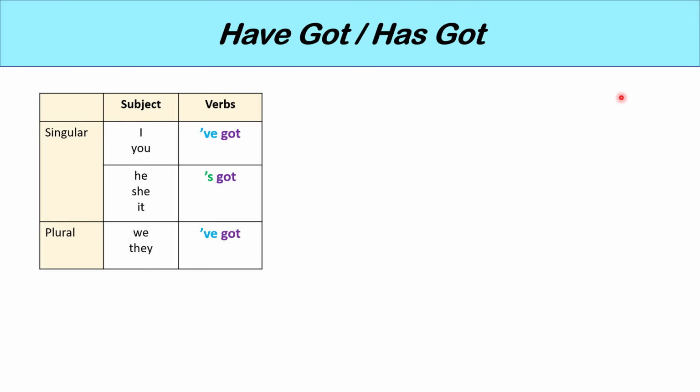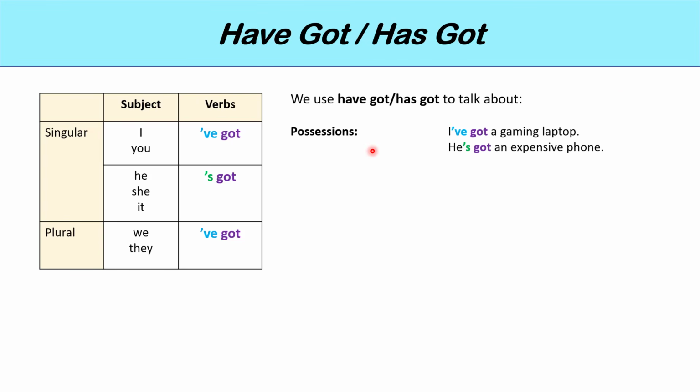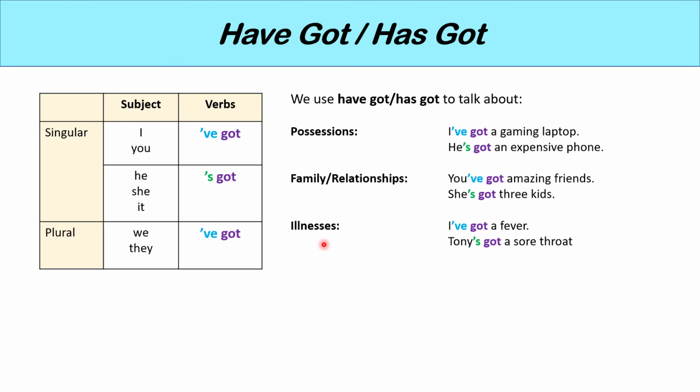Okay, so let's look at some more examples in the affirmative form. Again, we use have got or has got to talk about possessions. I've got a gaming laptop. He's got an expensive phone. Family or relationships. You've got amazing friends. She's got 3 kids. Illnesses or sicknesses. I've got a fever. Tony's got a sore throat. Body parts. They've got green eyes. He's got curly black hair.